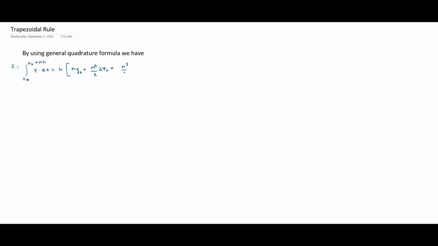divided by 3 minus n square divided by 2 bracket complete into delta square y naught divided by 2 factorial plus the next term is bracket n raised to 4 divided by 4 minus n cube plus n square bracket complete delta cube y naught divided by 3 factorial plus and so on. So this is the general quadrature formula.